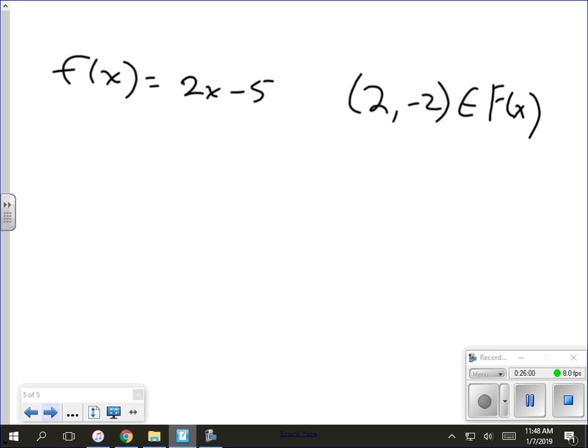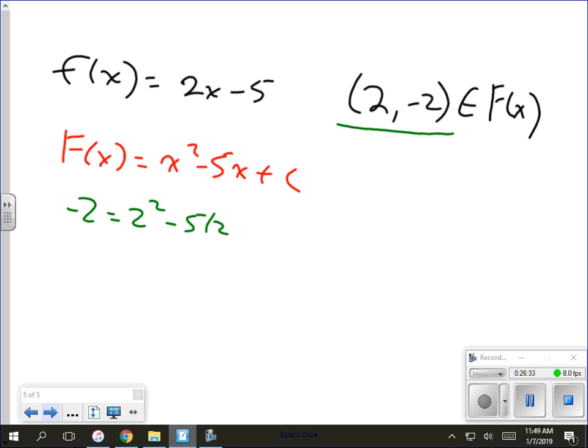So my first step is to take the antiderivative. That would be x squared minus 5x plus c. But then I plug in negative 2 for f of x and 2 for x and solve for c. So what I want to do here is I want to know the specific one. So I take this xy coordinate and I plug it into my antiderivative, solve for c. So I'm going to have negative 2 equals 2 squared minus 5 times 2 plus c and solve for c. So that's negative 2 equals 4 minus 10, negative 6 plus c.